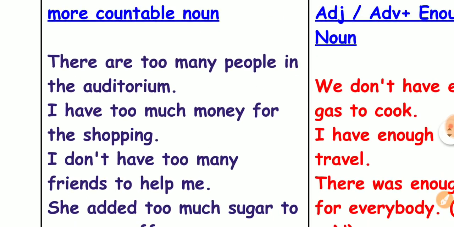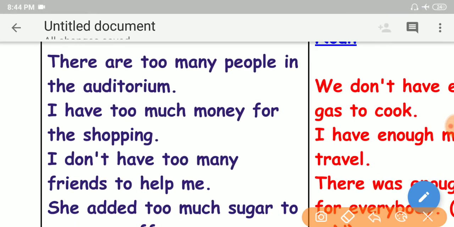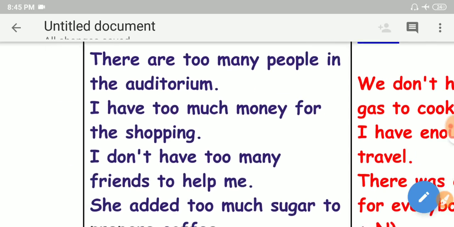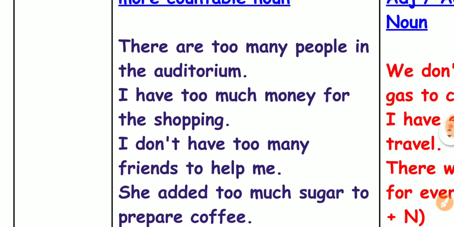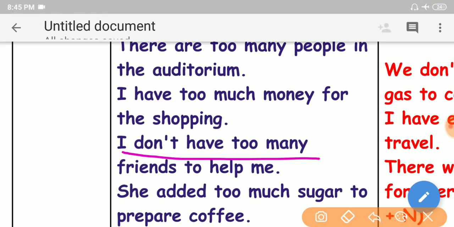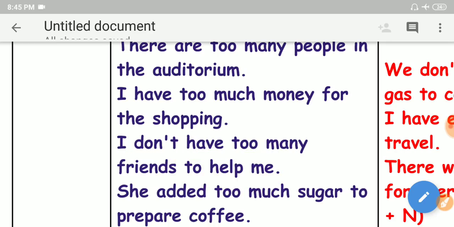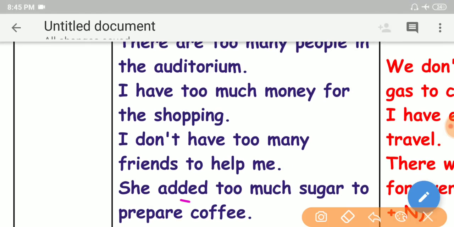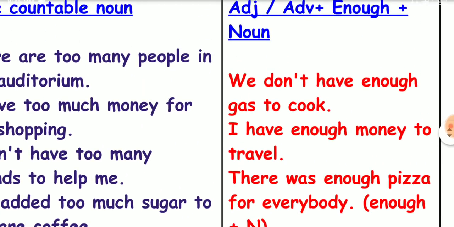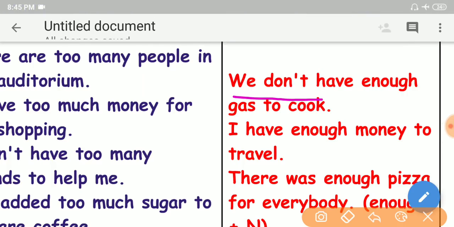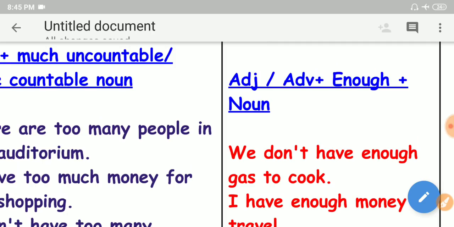At the same time, "more than enough": I have too much money for the shopping, so more than enough money for the shopping I have. In negative sentences: I don't have too many friends to help me. She added too much sugar to prepare coffee. So these are such examples. Like this, we don't have enough gas to cook. So let us see what the pattern of "enough" is.